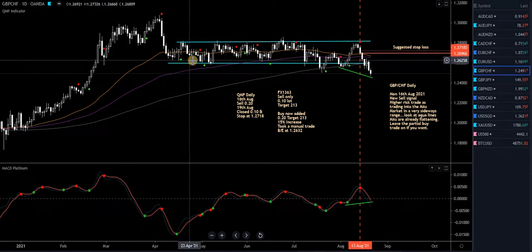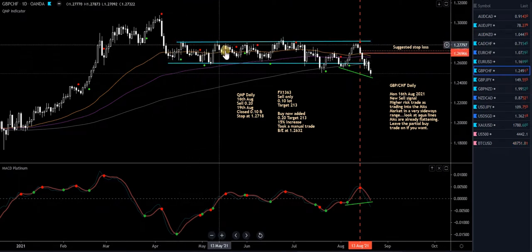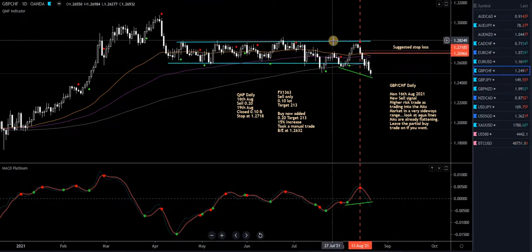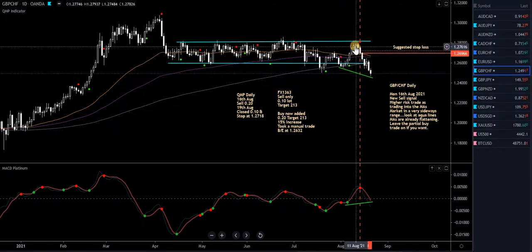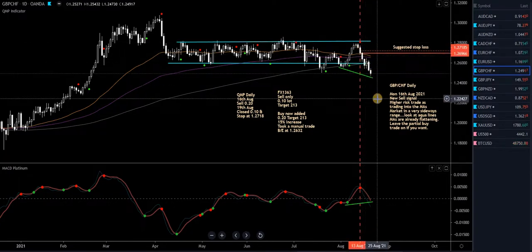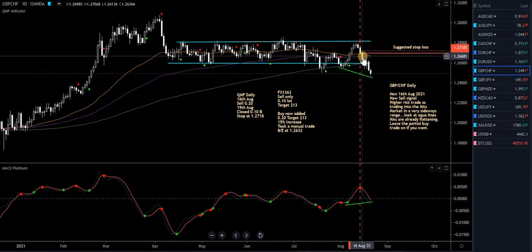Right, this was and is possibly still stuck in a range, as you can see by my blue lines. It's been going sideways. We've just been picking off small trades. The last one was this sell of this resistance level up here. It was a high risk trade. The price was already in the MAs, but I took the sell.